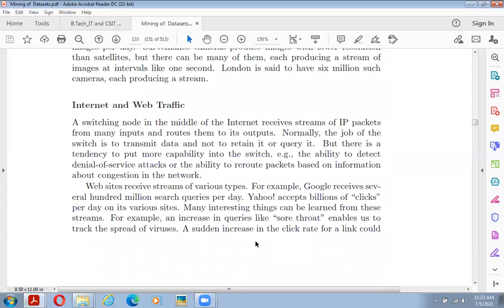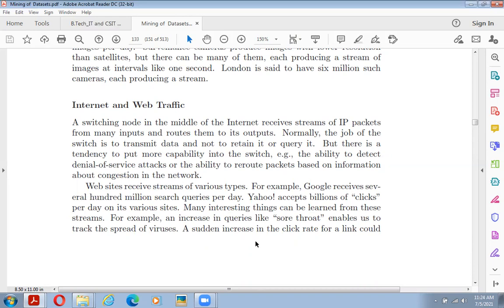We have also an example of the internet and web traffic. Switching nodes in the middle of the internet receive streams of packets from many inputs and route them to the outputs. Normally, the job of the switch is to transmit, not to retain it for a query. But there is a tendency to add more capability to switches, such as the ability to detect denial of service attacks, or the ability to reroute packets based on information about conditions in the network. The site receives streams of various types.